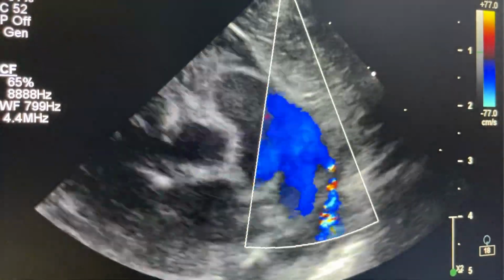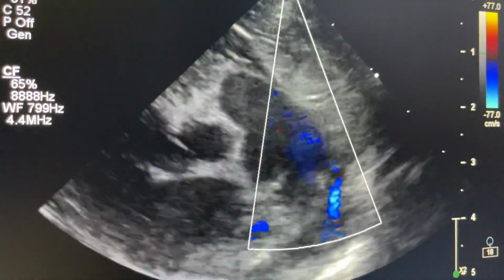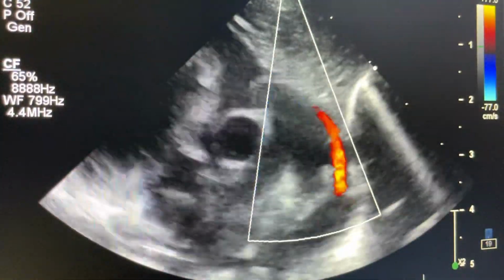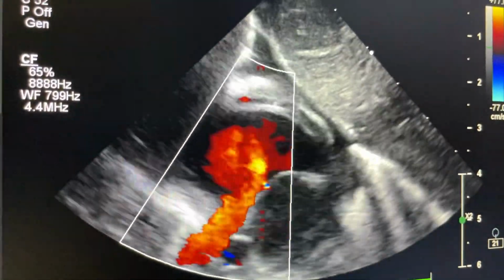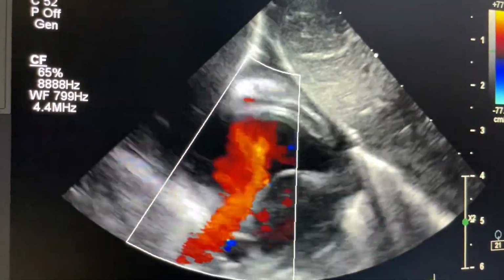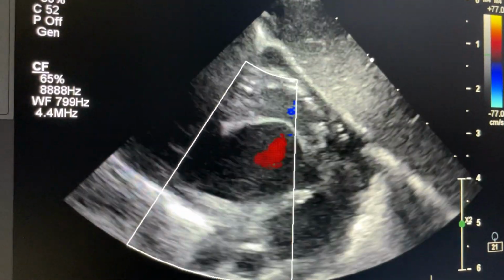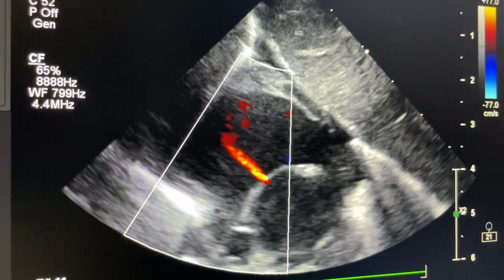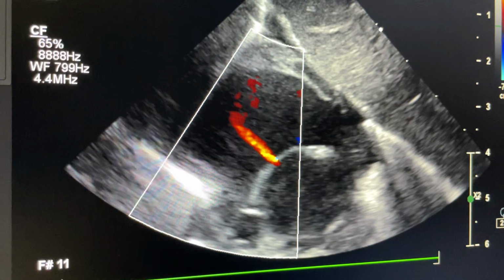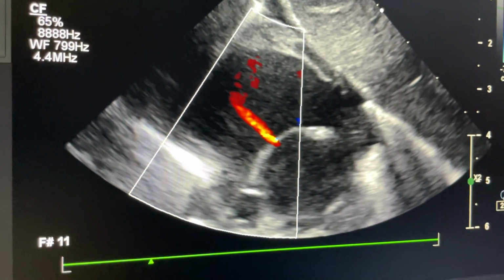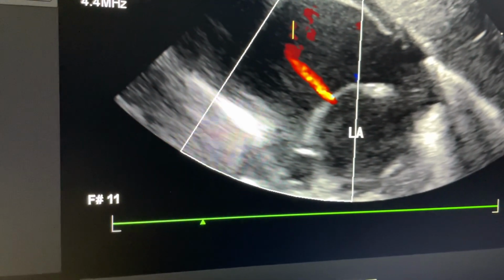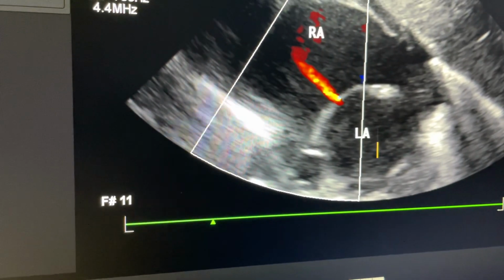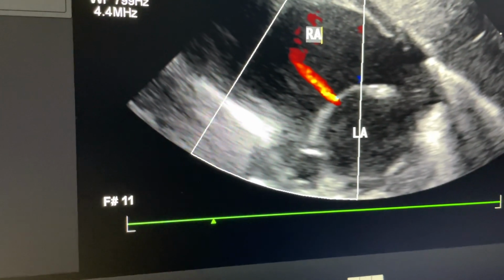Same thing, but this is the right ventricle outlet view, modified parasternal long axis view, short axis view. You can see patent foramen ovale, flow from left to right. Here the blue flow is very minimum. This is patent foramen ovale, flow from left atrium to right atrium. This is the left atrium, this is the right atrium. So LA to RA, left atrium to right atrium.